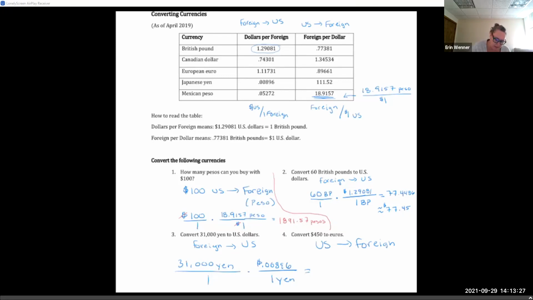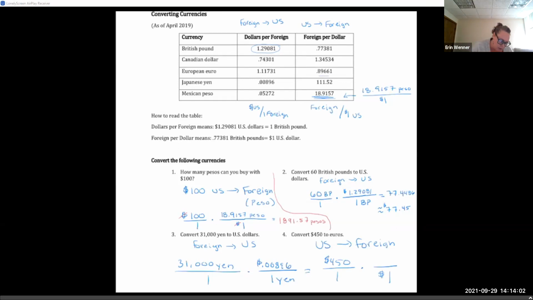Okay, so again, because I'm starting with US and I'm going to foreign, I want to cancel out the US, which means I want to choose from column 2. Okay, because it says per dollar, which means my US is in the denominator, and that's where I want to choose from. So I have $450. And I want to multiply by the column that's going to give me the per dollar amount. Because again, I'm canceling dollars.